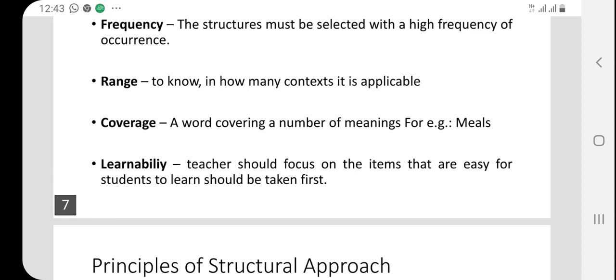Then we have coverage, a word covering a number of meanings, like meals. Like we teach a word that has different meanings and it can be used in different forms. Like we have a pair of words like bank and bank. The two words are spelled the same, but they are different.